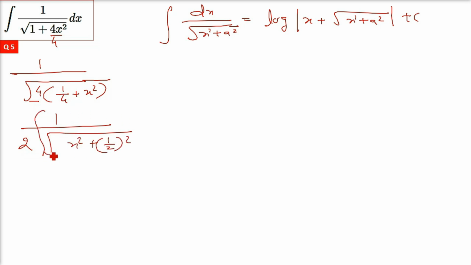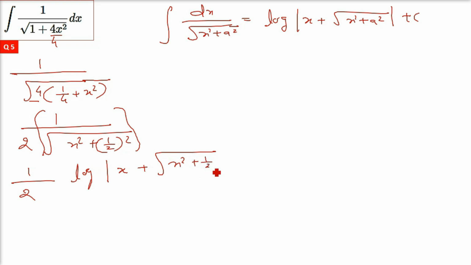Now from here to here, you have the direct integration formula. You just see here, I just told you in the beginning. So 1 by 2 log modulus now, x will remain x only. And then we have x square plus a square. x square plus, what is a square? 1 by 2 whole square. That is 1 by 4 it will be. And modulus, and then plus constant of integration.